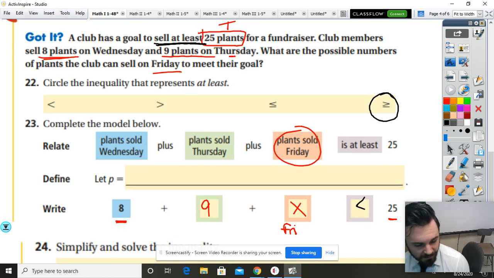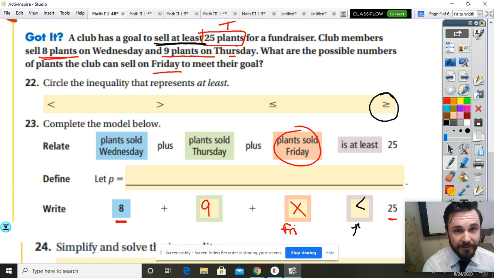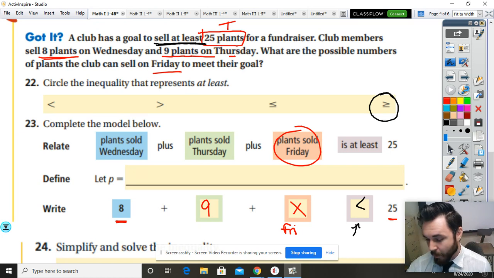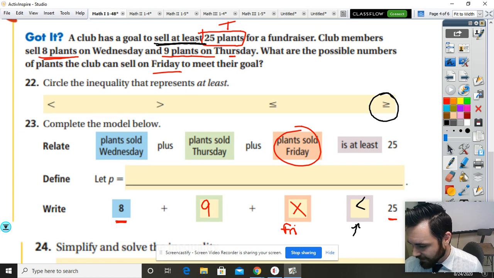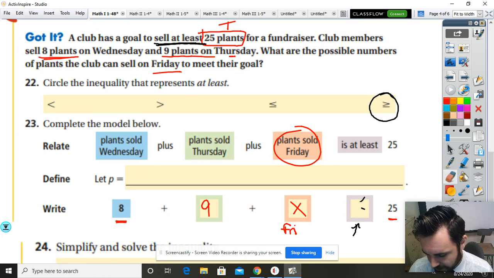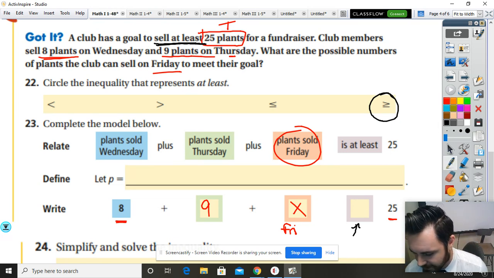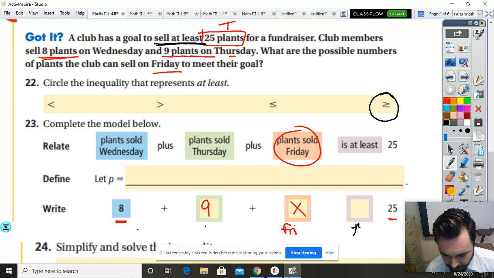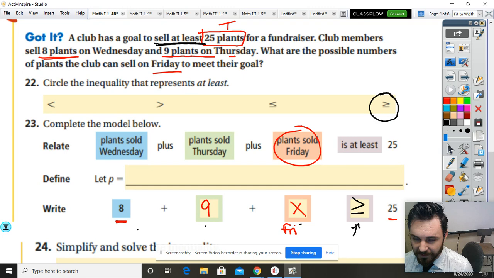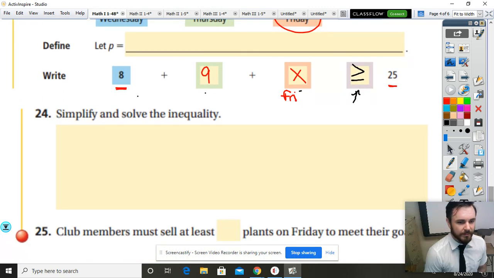If I add all my plants up, according to what I'm trying to say, I want to add all these up and I want to make sure that I'm less than 25. That doesn't make sense. If I want to sell at least 25 things, I want to sell everything more than or at least 25. So if you put an inequality, see if it makes sense. Let's see if this inequality makes sense. Everything that I sell on all 3 days, I want it to be greater than or equal to 25 plants. Now that does make sense.